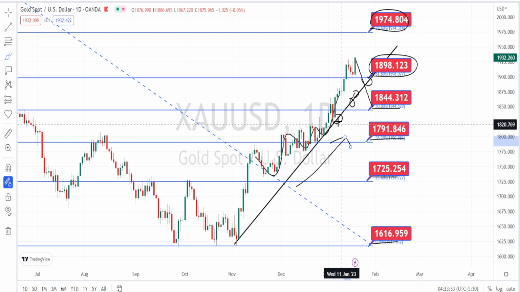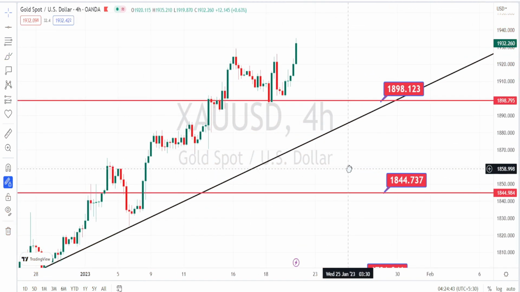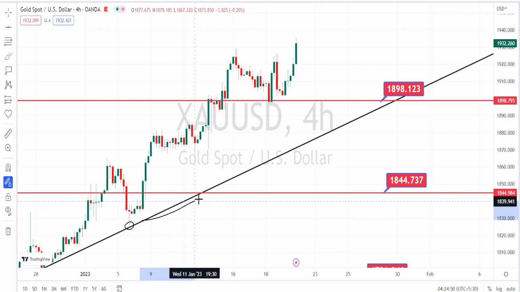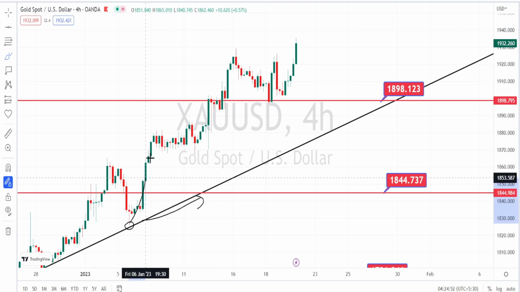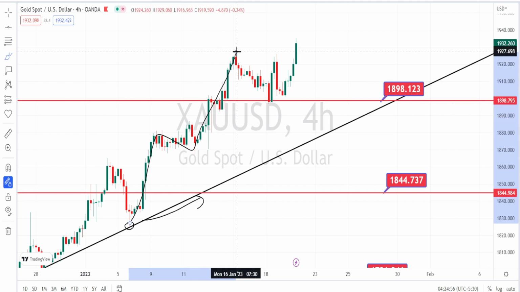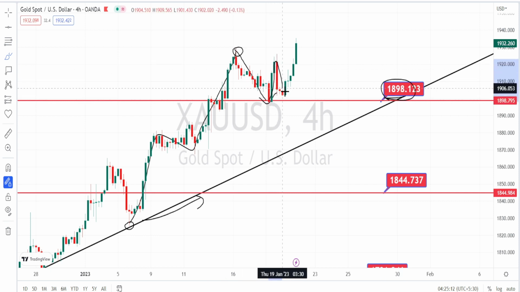Let us look at the price action in 4 hours time frame. I'm in 4 hours time frame, and when we look at the price action in 4 hours time frame, after testing this trend line from the daily time frame, we have noticed a price action to continuously trend on the bullish trend. It has also broken the previous high of 1928. We have noticed a price action to continue trending on the bullish trend.